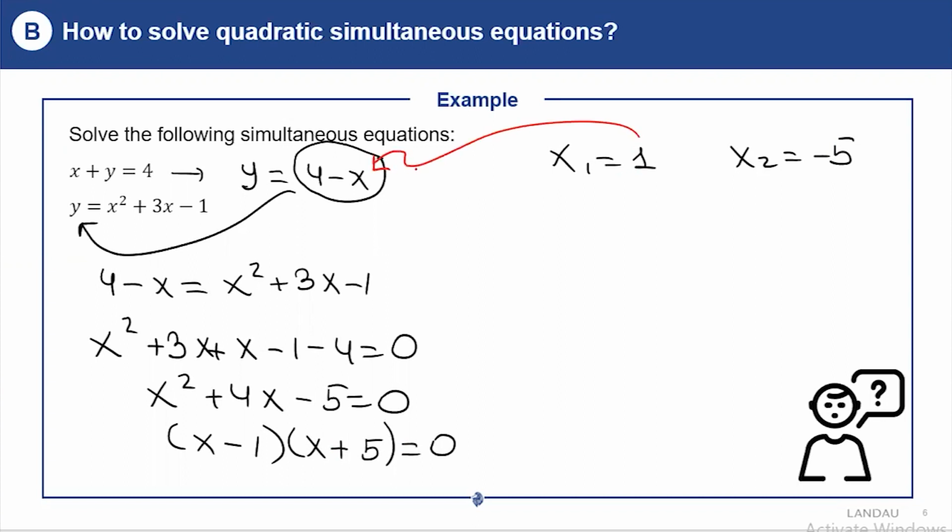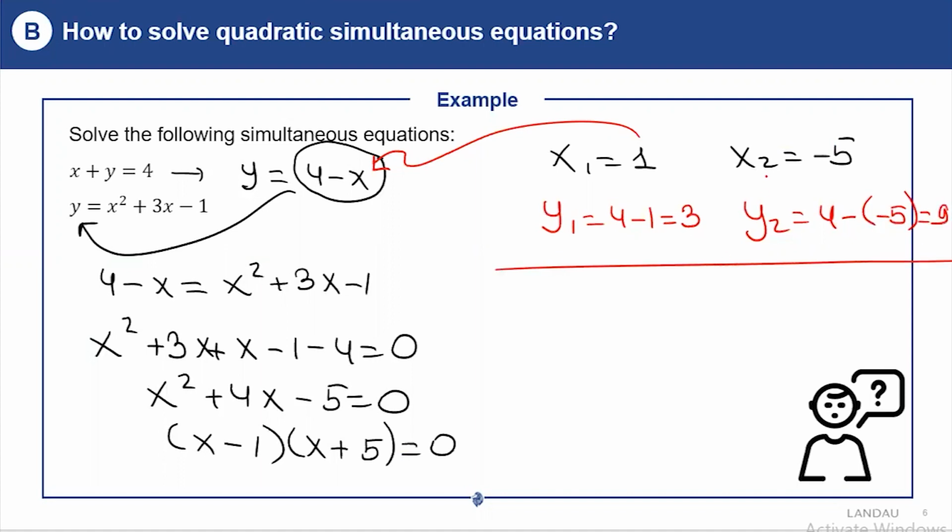So as I mentioned before, this is not the final answer because firstly we should find y. So take this 1 or negative 5 and plug into the linear equation. So we will get y1 equals 4 minus 1 equals 3, y2 equals 4 minus negative 5 equals 9. So if you want to write the final answers, we will write x1 equals 1, y1 equals 3, and x2 equals negative 5, y2 equals 9.